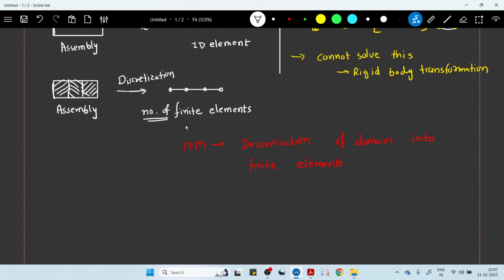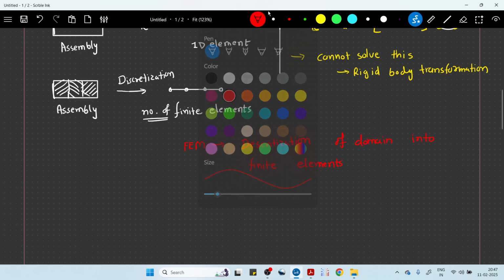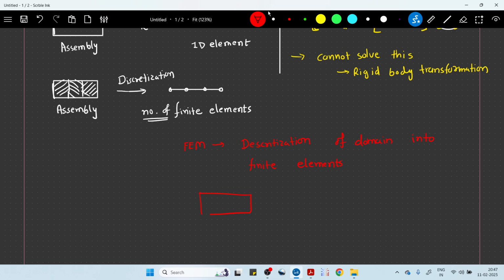With this analogy, we can understand FEA something like this. If I have a structure, which will have infinite number of points, when I apply FEM to this structure, I get a finite number of points. That means finite elements.